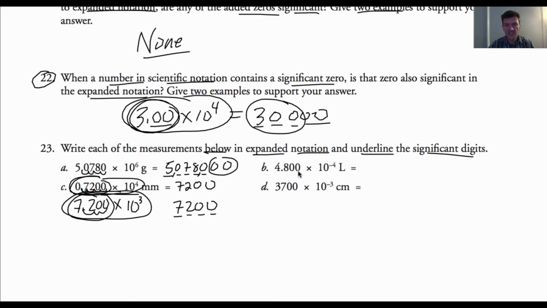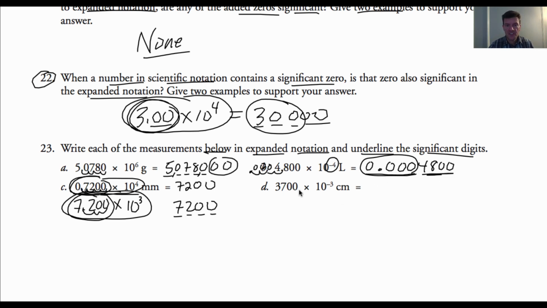And 4.800 times 10 to the negative 4th, I'm going to have a very small number. I'm dividing by 10 4 times. The decimal point's going to go this way. 1, 2, and I have to fill in some zeros. 3, 4, and I fill in some zeros here. And that's where my decimal point's going to go. So it's going to be 0.0004800. And you can put a 0 at the front there as well. All of these zeros that I added are simply placeholders. I'll circle those, sorry. It is the last 4 that are all significant.